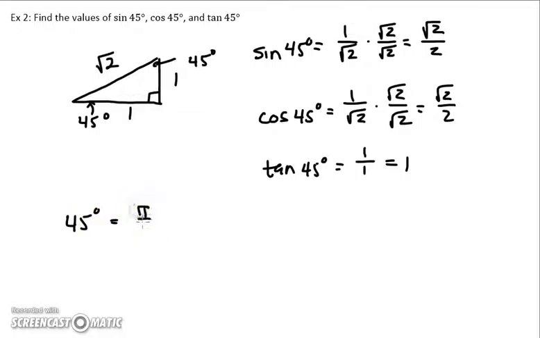Now this shouldn't be a surprise because we know from our unit circle that 45 degrees is the same thing as pi over 4 radians. And you should know that sine of pi over 4 is radical 2 over 2, cosine of pi over 4 is radical 2 over 2. So these answers really shouldn't have been all that crazy.